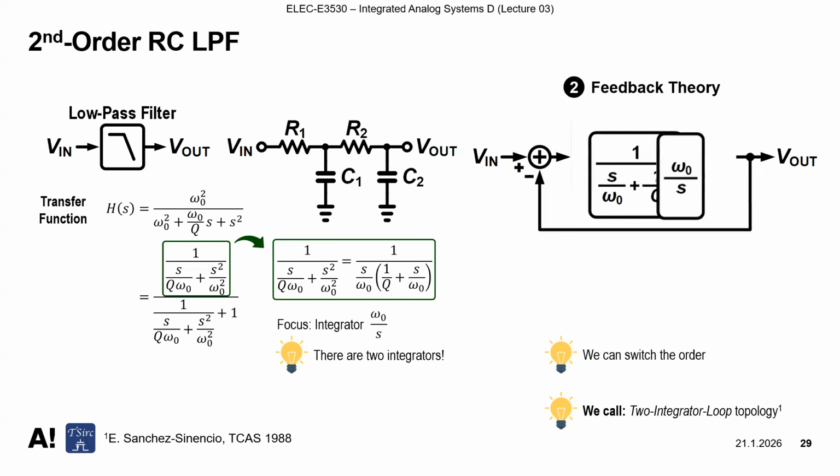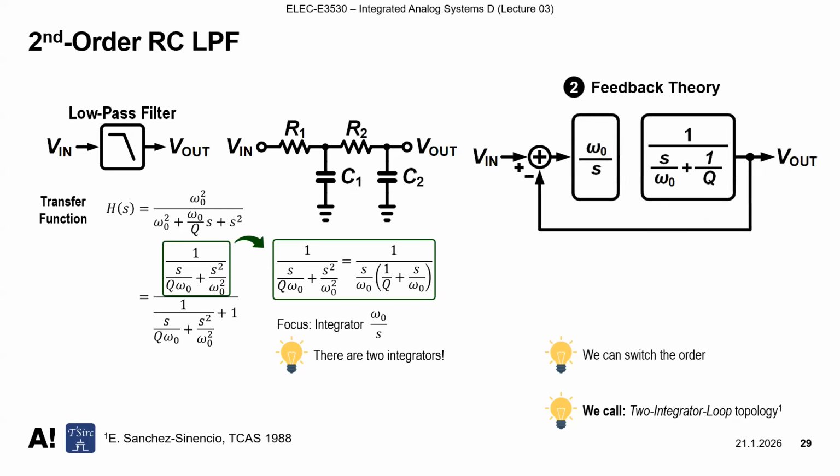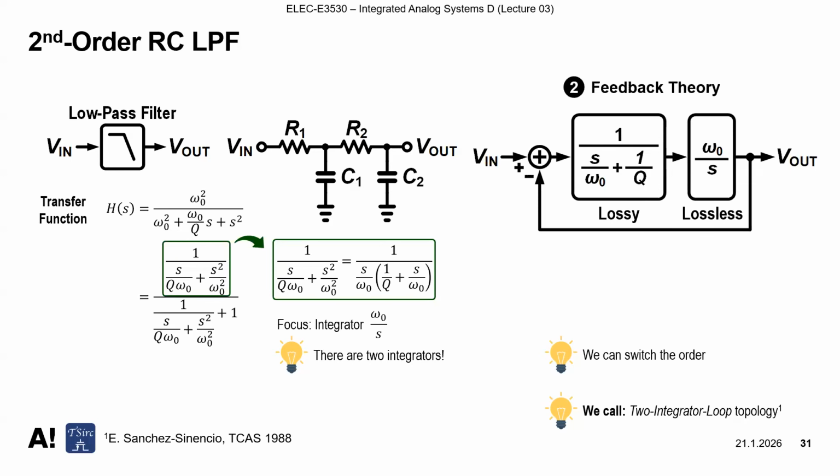And indeed, we can switch the order because there is no difference. It is mathematically equivalent. If we put this s over omega 0 in the latter or former position, it doesn't matter. So this goes to lossless and lossy, which is also the same as lossy and lossless.